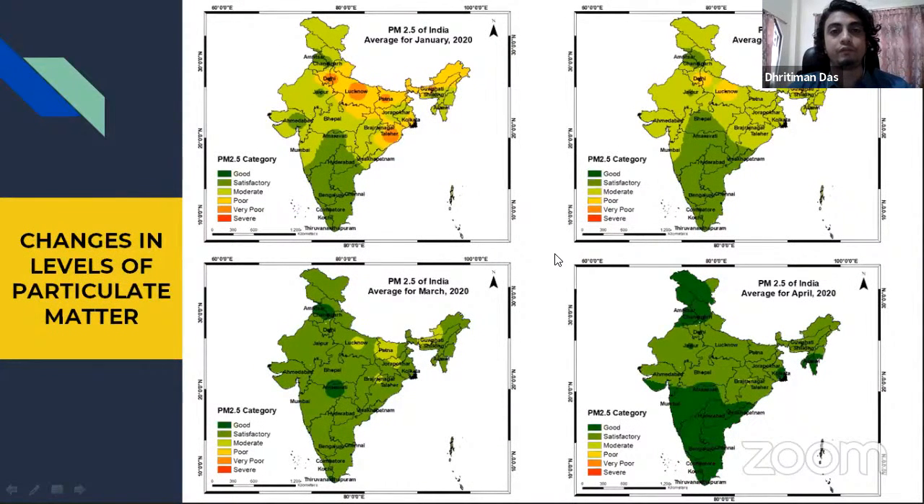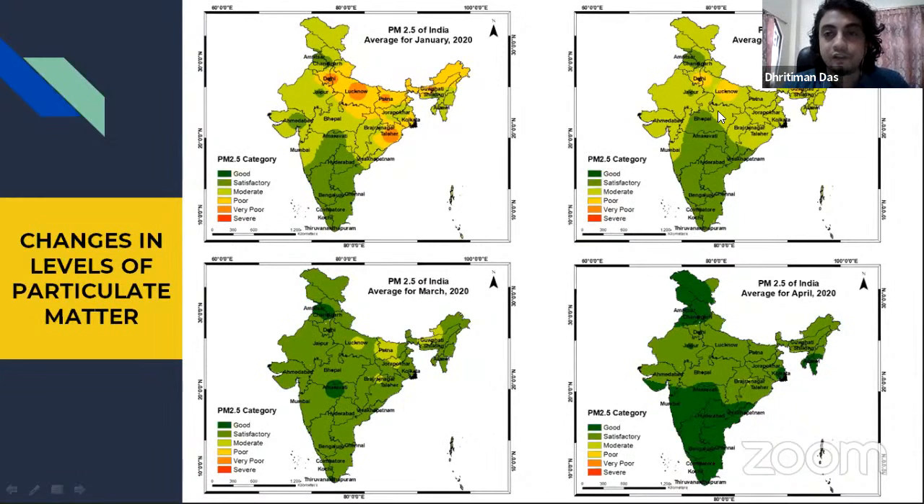Here is a map of the particulate matter, those fine particles which are 30 times smaller in size than the human hair. As you can see here, the changes in the colors: the darker shades, in red and yellow, show poor, very poor, and severe conditions, and the shades in green show mostly good, satisfactory, and moderate conditions.